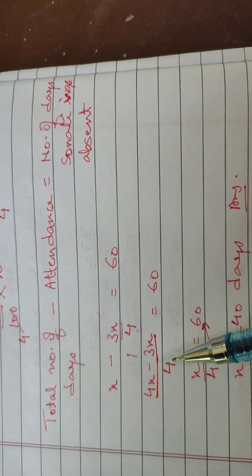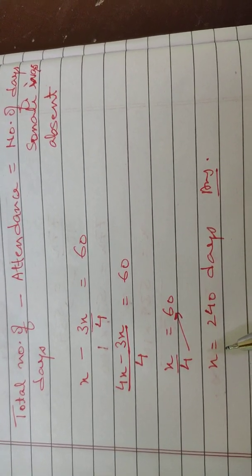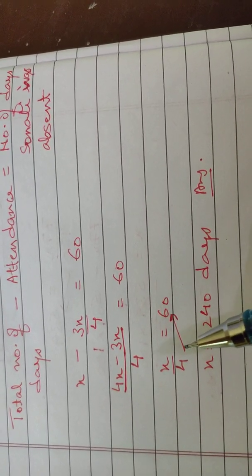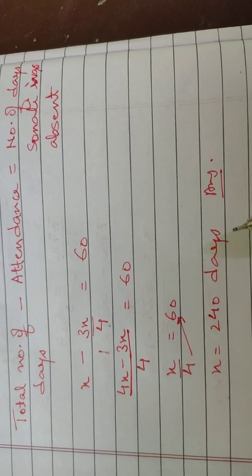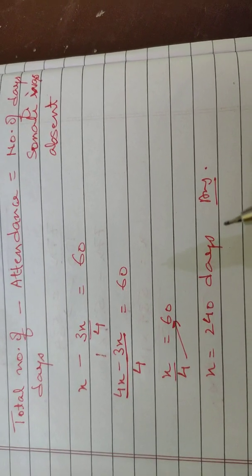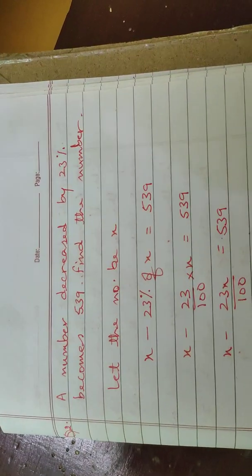And 4x minus 3x will give us x by 4 equal to 60. And on cross multiplying this 4 with 60, it will give us the value as 240 days. That means the total number of working days for which the school has worked is 240 days.